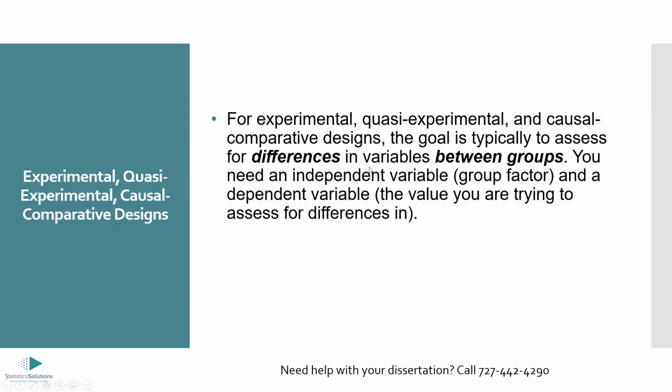Okay, our third design here are experimental, quasi-experimental, and causal comparative designs. The key word that applies to these designs is the word differences. So we're not looking at relationships so much, or predictive relationships. We're looking at differences in variables between groups.